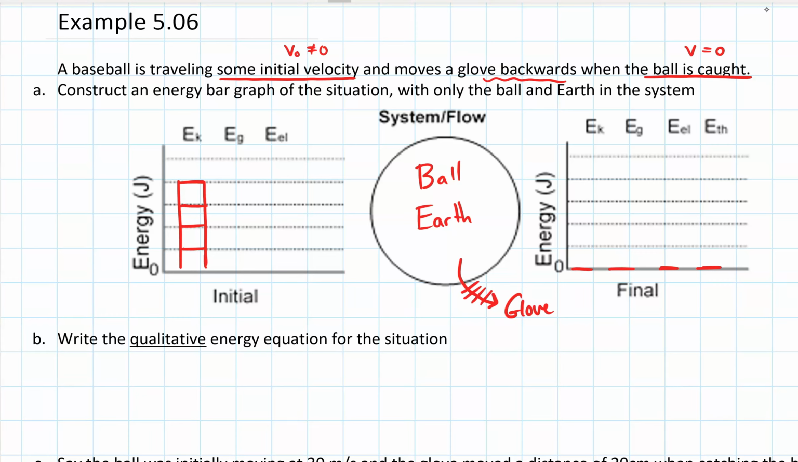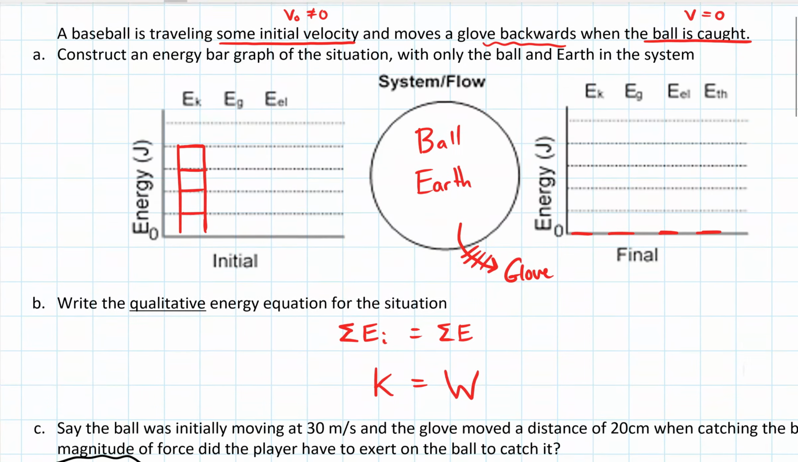For the qualitative equation, remember the sum of all the initial energies needs to equal the sum of all the final energies. All of the initial energy that we had was kinetic energy. So all the kinetic energy ends up equaling the energy leaving the system. Energy was being transferred out of the system. We call that work. So all of the kinetic energy turned into work. There's our qualitative equation.